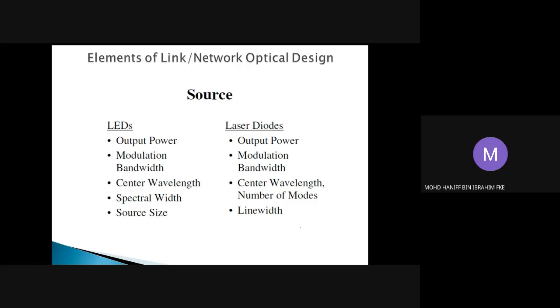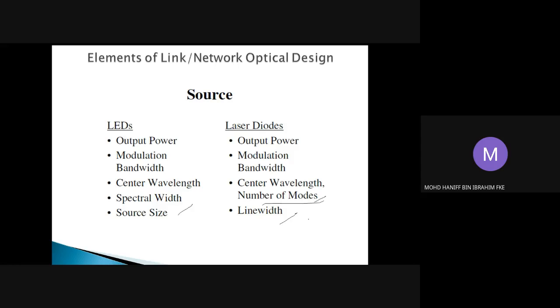These are the topics that we have learned on the laser diode and the LEDs, which include the output power, the bandwidth, the central wavelength, the line width, the spectral width, and the number of modes. These are the things that we have learned in chapter 4 before. So you need to apply all of this knowledge that you have learned in the previous chapters of this course in these particular topics of optical system design.